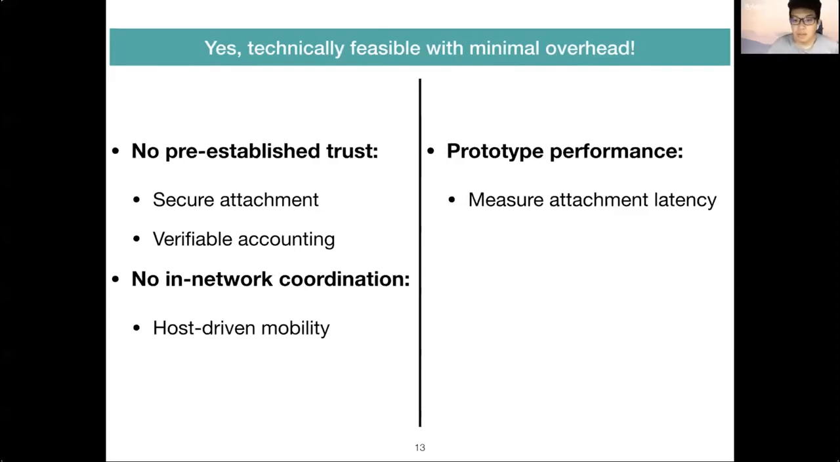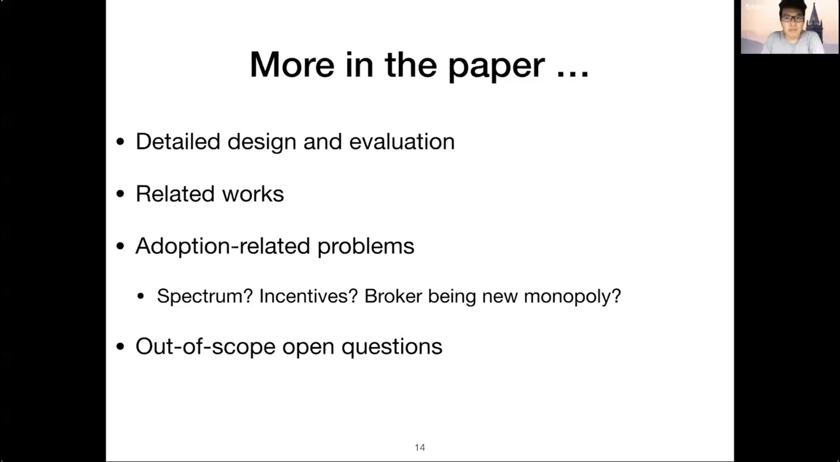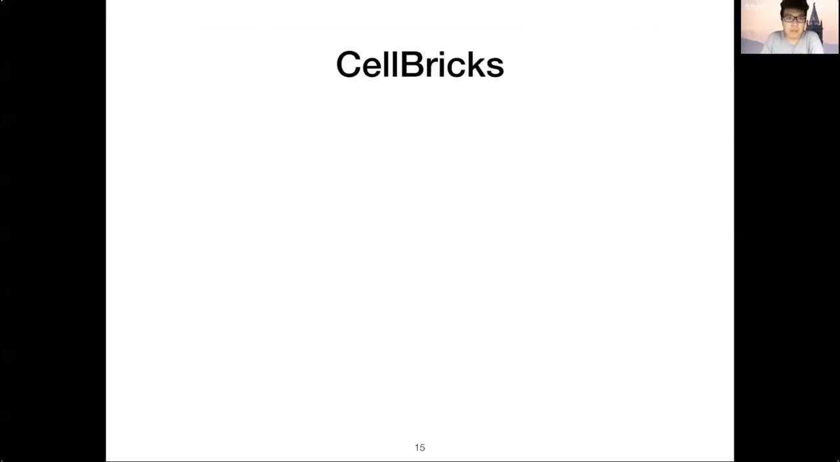Firstly, we measure the attachment latency in a small-scale physical testbed. Secondly, we emulate Celbrix host-driven mobility solution in existing cellular networks and measure application performance. Both experiments show that Celbrix introduced minimal overhead. More information can be found in the paper, including Celbrix detailed design and evaluation, related work, our answer to some adoption-related problems, as well as open questions regarding the market structure and business incentive of Celbrix.